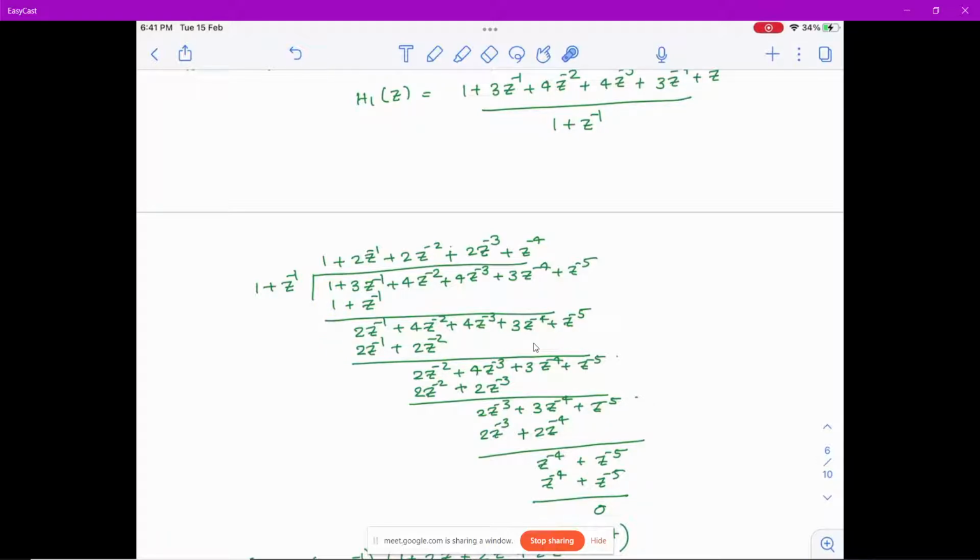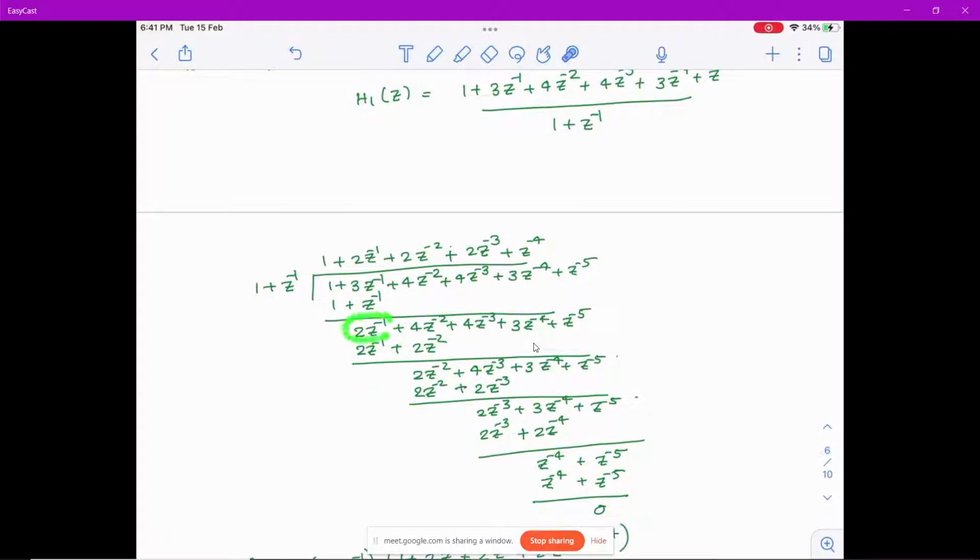So when you subtract this, you need to subtract the rest of the terms also. So you subtract 3 z raised to minus 1 minus z raised to minus 1, that will be 2 z raised to minus 1, plus 4 z raised to minus 2, the rest of the terms here. Now, the first term in the next sequence is 2 z raised to minus 1. So you find out what should be multiplied by the first term in the divisor, so that if you put it here below and subtract it, the first term of the next sequence will become 0.